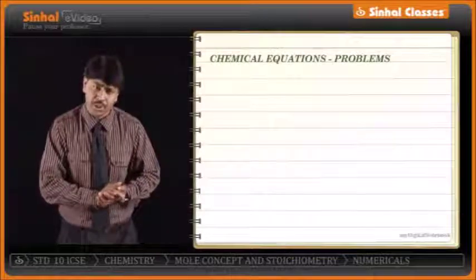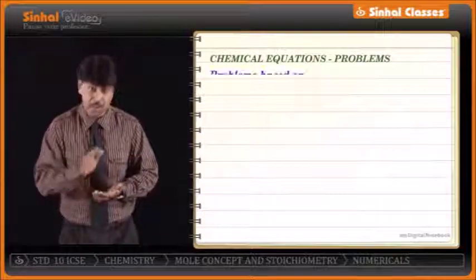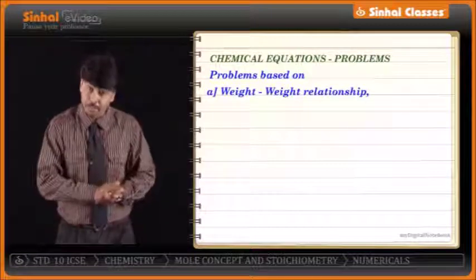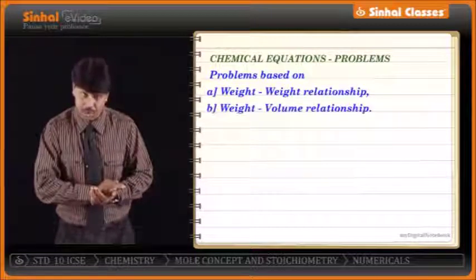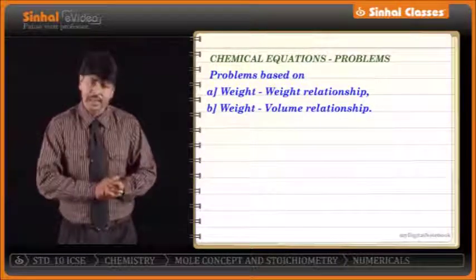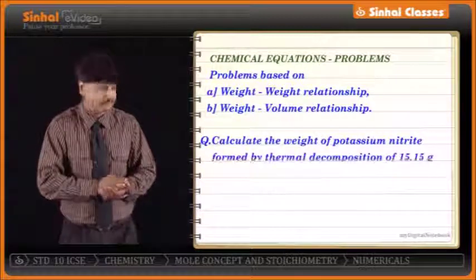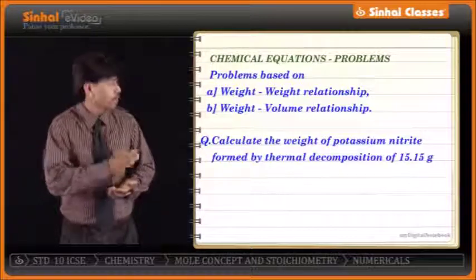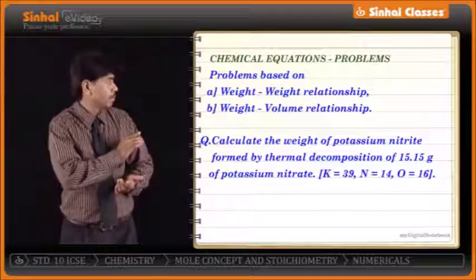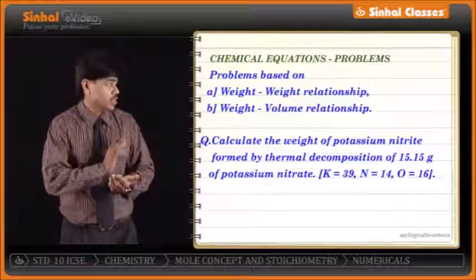In case of chemical equations, there are two varieties of questions. One which will be based on weight and weight relationship, whereas the other will be between weight and volume relationship. Let's understand it with examples. To begin with, calculate the weight of potassium nitrite formed by the thermal decomposition of 15.15 grams of potassium nitrate. In bracket, potassium weight 39, nitrogen 14, oxygen 16.